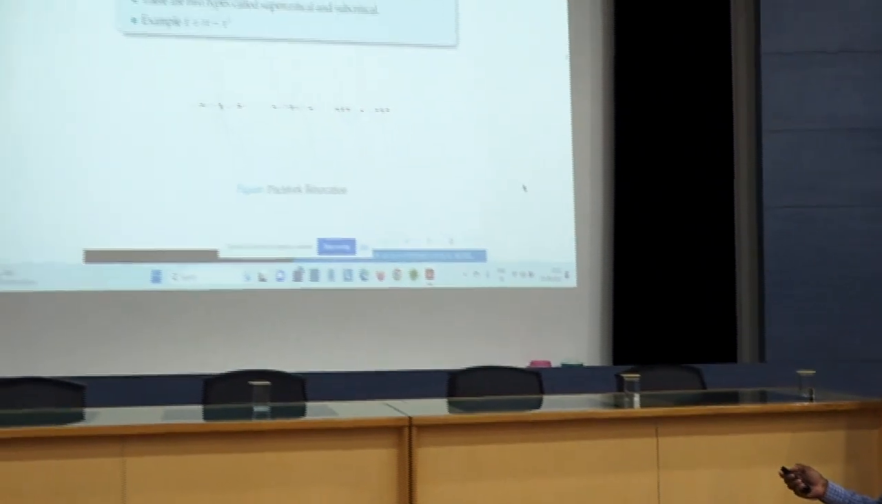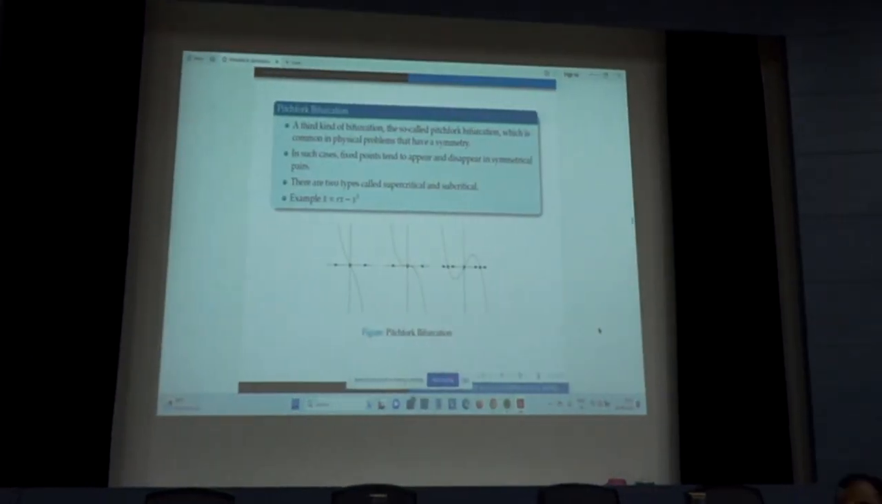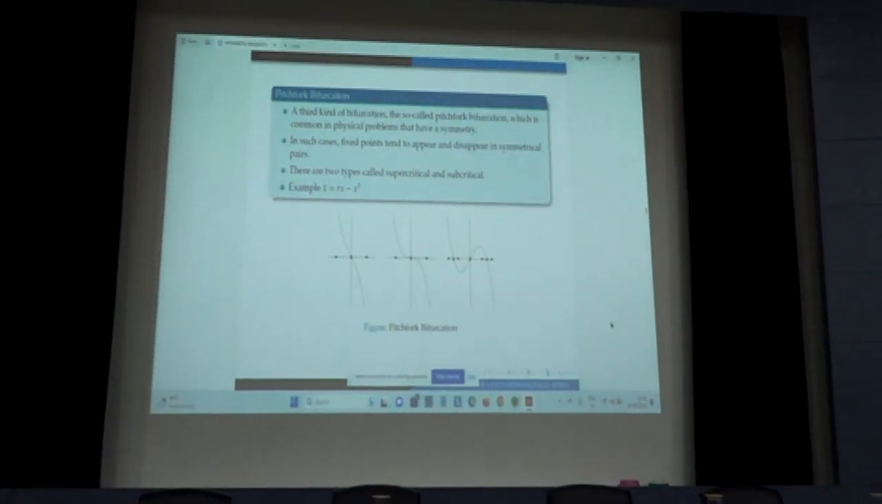And for R greater than 0, the origin point is unstable because the flows move outward. But on either side of the origin, the points are symmetrically stable. Therefore, in the pitchfork bifurcation, the fixed points appear and disappear in a symmetrical way.